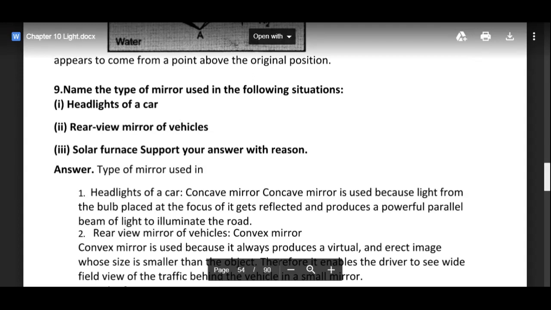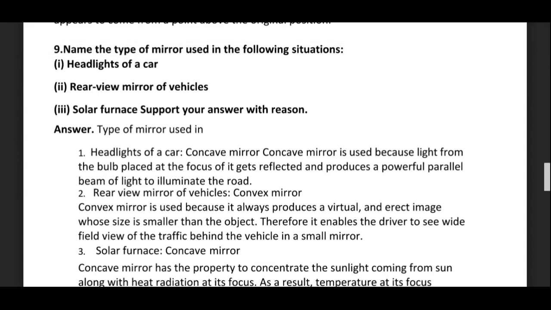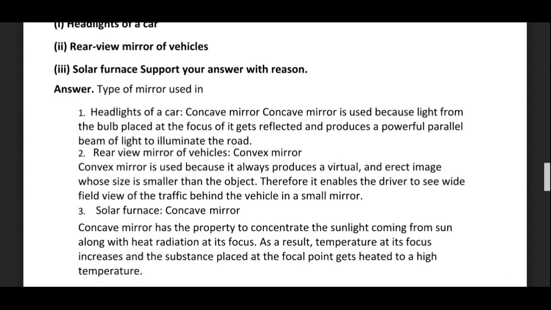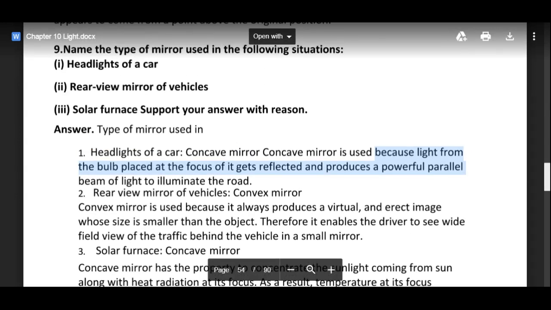Now next question is name the type of mirror used in the following situations. I have already explained you in the previous videos. Headlights of the car. Concave mirror is used because light from the bulb placed at the focus of it gets reflected and produces a powerful parallel beam of light in order to have a parallel beam of light, right? So concave mirror हमेशा हम यूज करेंगे ताकि parallel beam of light रहे.